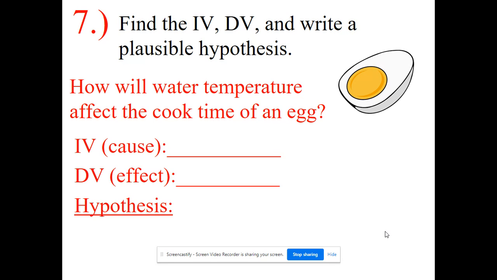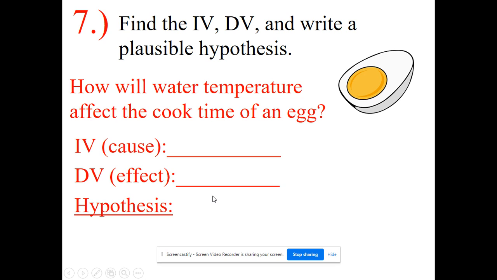Well, the only thing that makes sense here is that the water temperature will affect the cook time of an egg. So the cause of the situation here is going to be the water temperature, which becomes our independent variable, and the effect is going to be on the cooking time of an egg. So we might write a hypothesis that if the water temperature gets hotter, then the eggs will cook faster. That would be a plausible hypothesis.